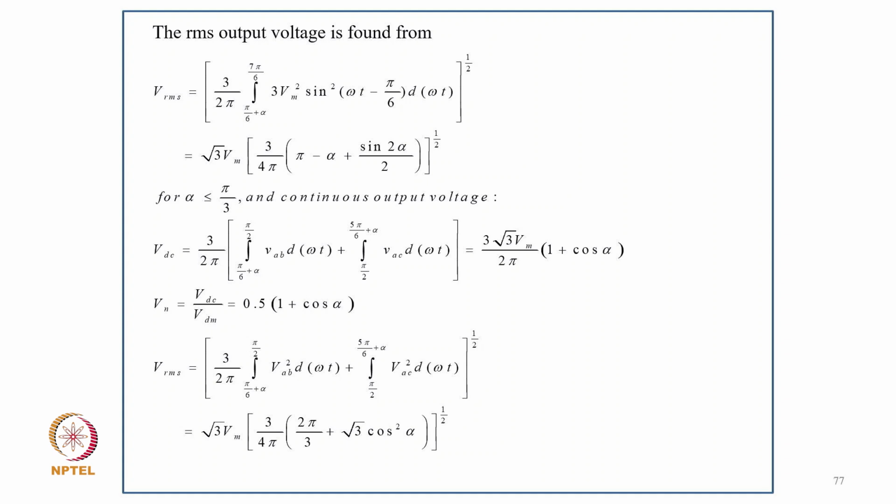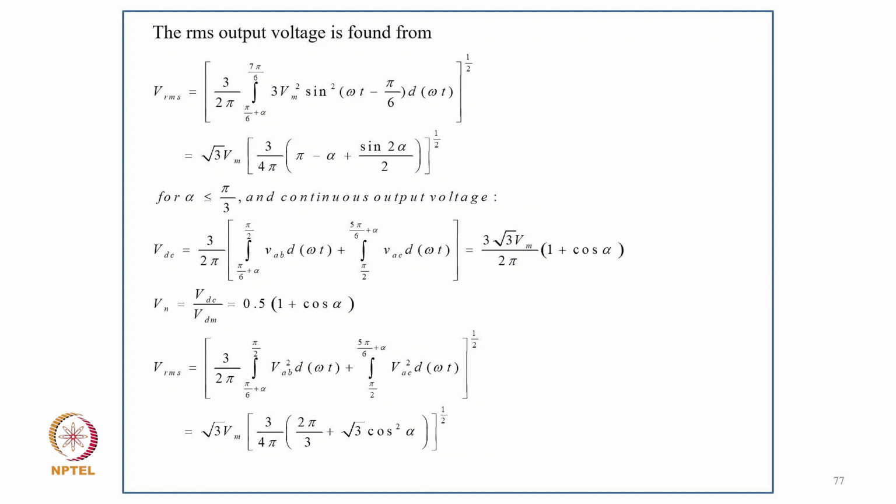So for alpha less than pi by 3, the continuous output Vdc is equal to 3 upon 2 pi, in bracket, integral of Vab d omega t plus integral from pi by 2 to pi by 6 of Vac d omega t, that becomes 3 root 3 Vm upon 2 pi into 1 plus cos alpha, and Vn equals Vdc upon Vdm, that is 0.5 into 1 plus cos alpha.